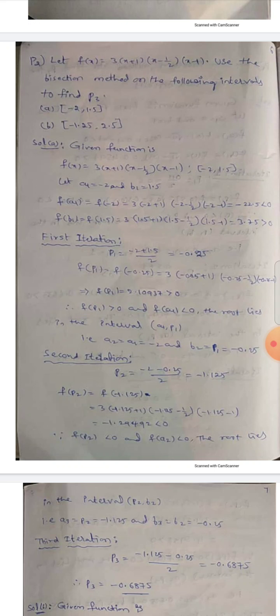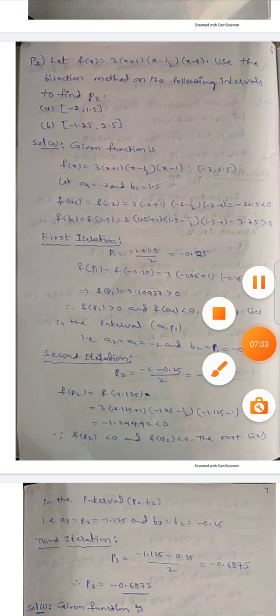ఇది మొత్తం సింప్లిఫై చేస్తే 2.10937. This is greater than 0. సిన్స్ ఇక్కడ therefore అని రాసిన సిన్స్ అంటారు. f of p1 greater than 0 and f of a1 less than 0, the root lies in the interval a1 comma p1. That is a2 is equal to a1 is equal to -2 and b2 is equal to p1 equals to -0.25.